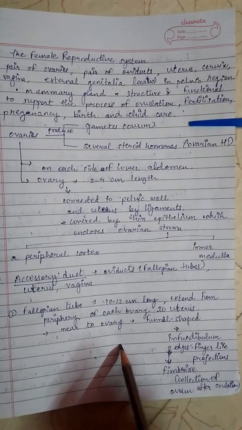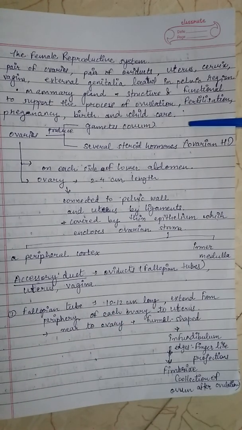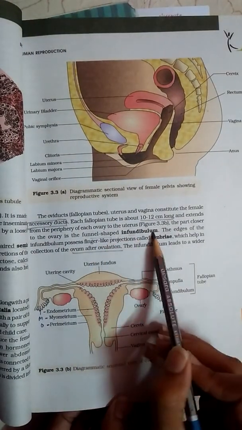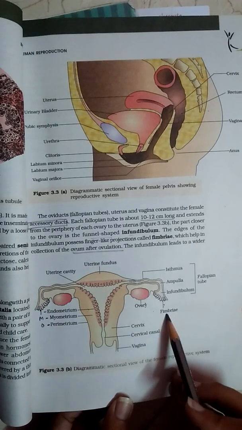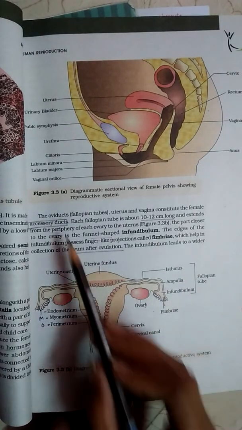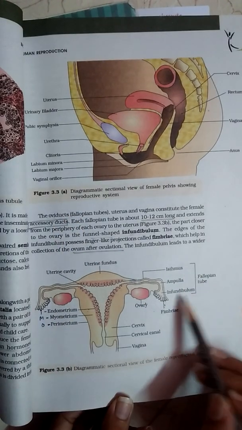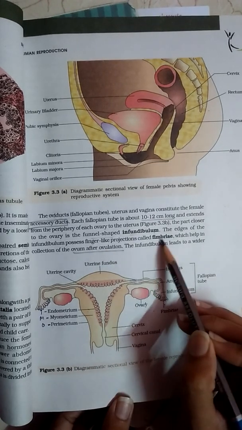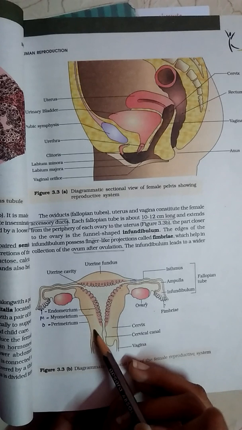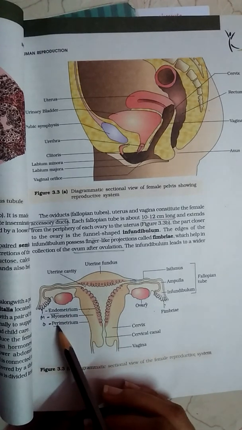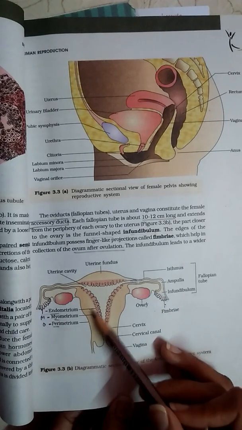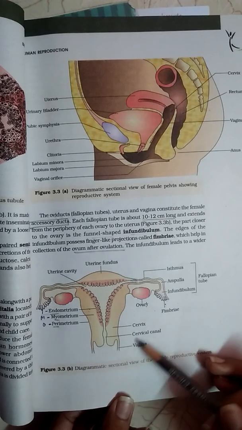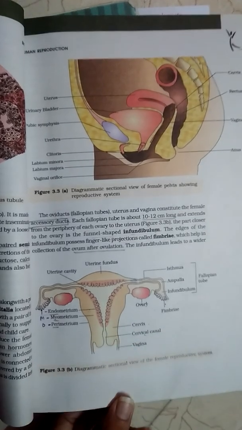Try to memorize this and then see it with the figure. This is the figure given here: the funnel shape, the fimbriae, and this whole fallopian tube, which is the oviduct. The fallopian tube has three layers: the inner layer, endosalpinx, the outer, perimetrium, and the middle layer, myo. There is a cavity. This is the ovary, fimbriae, finger-like structures, vagina, cervical canal, and cervix.